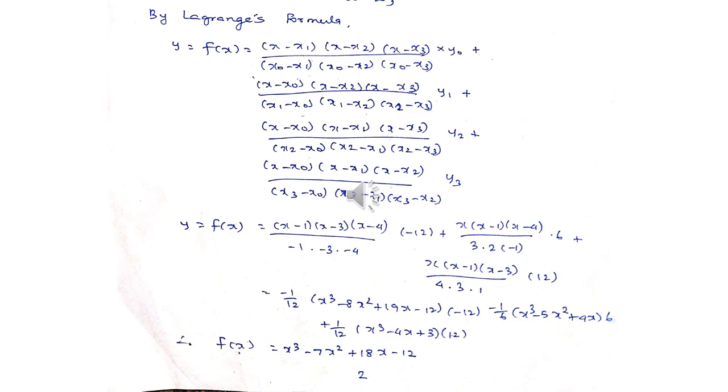Now we are going to substitute x0, x1, x2, x3 and y0, y1, y2, y3. All the values are given. We substitute these values in this equation. We get the required Lagrange's polynomial. f of x equal to x cube minus 7x square plus 18x minus 12.